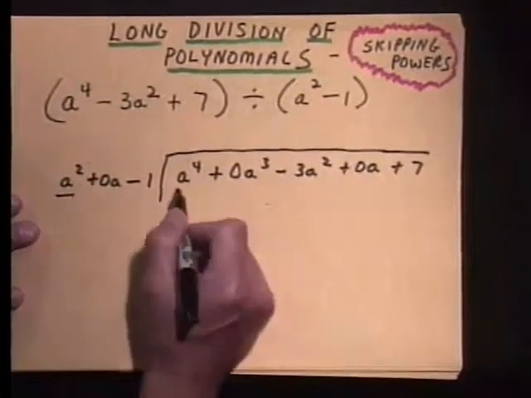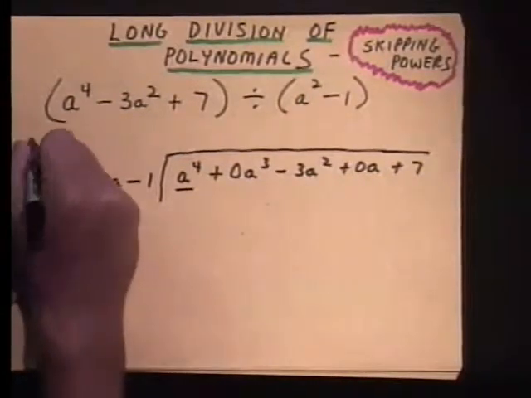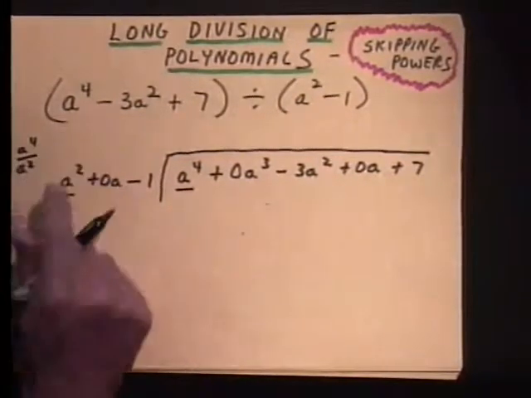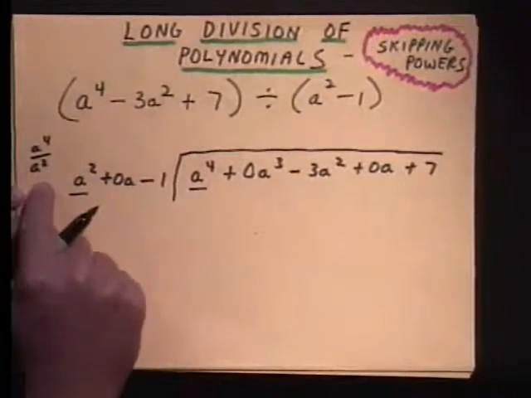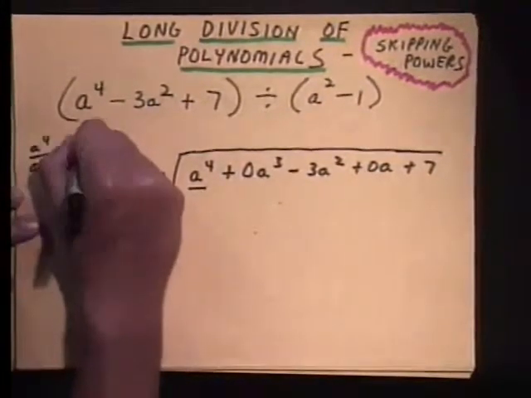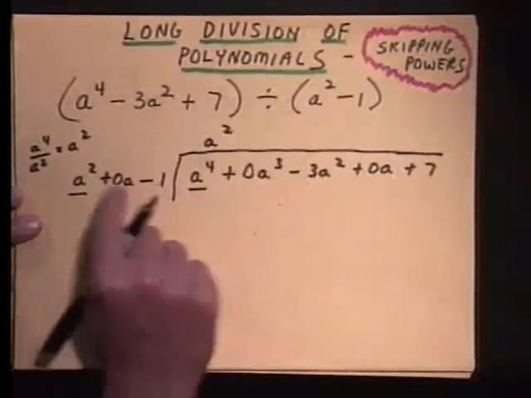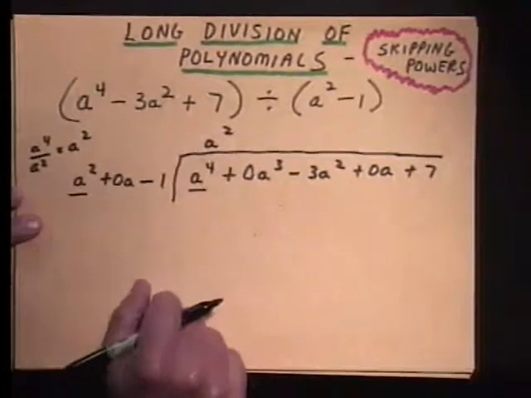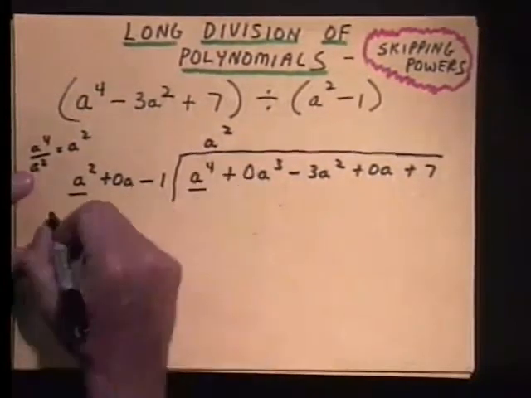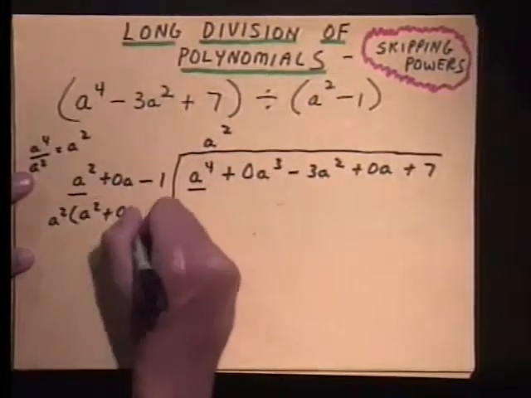A squared goes into a to the 4th how many times? And like I said, if you're not sure, come over here on the side of your paper and write it like this: a to the 4th over a squared. What do I do with the powers? I'm dividing same bases. You know what? Subtract. So we get a to the 4th divided by a squared is a squared. Multiply. Take the a squared, and we'll run it through this trinomial here.